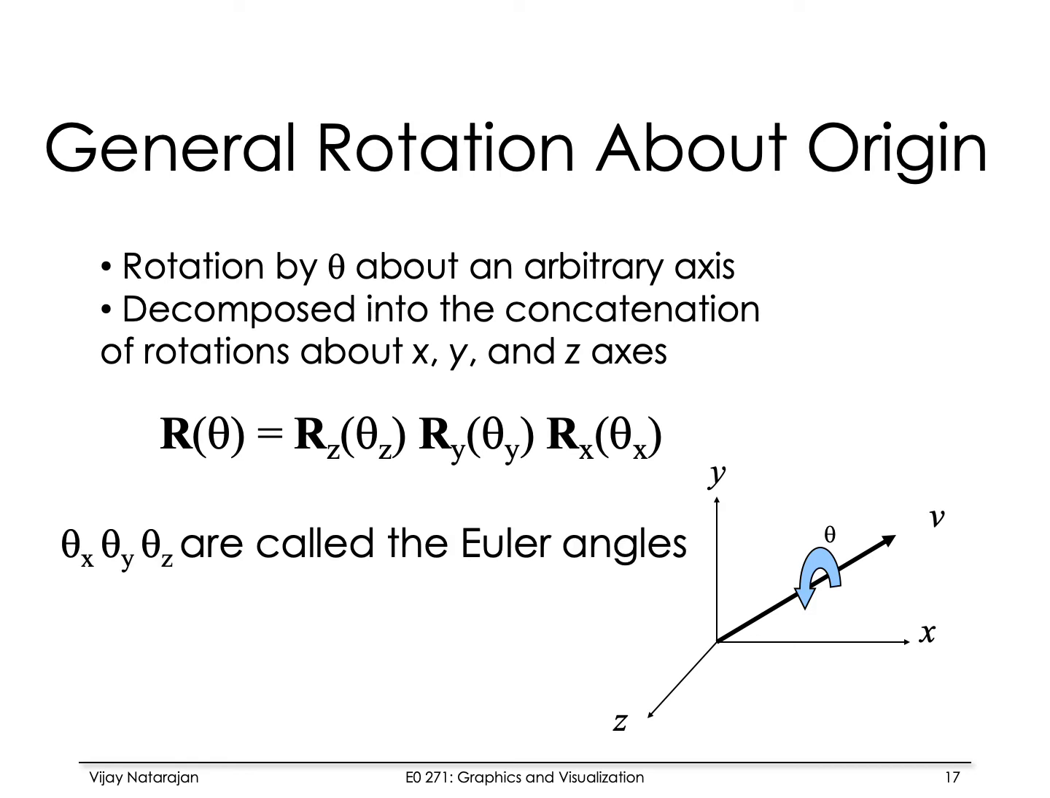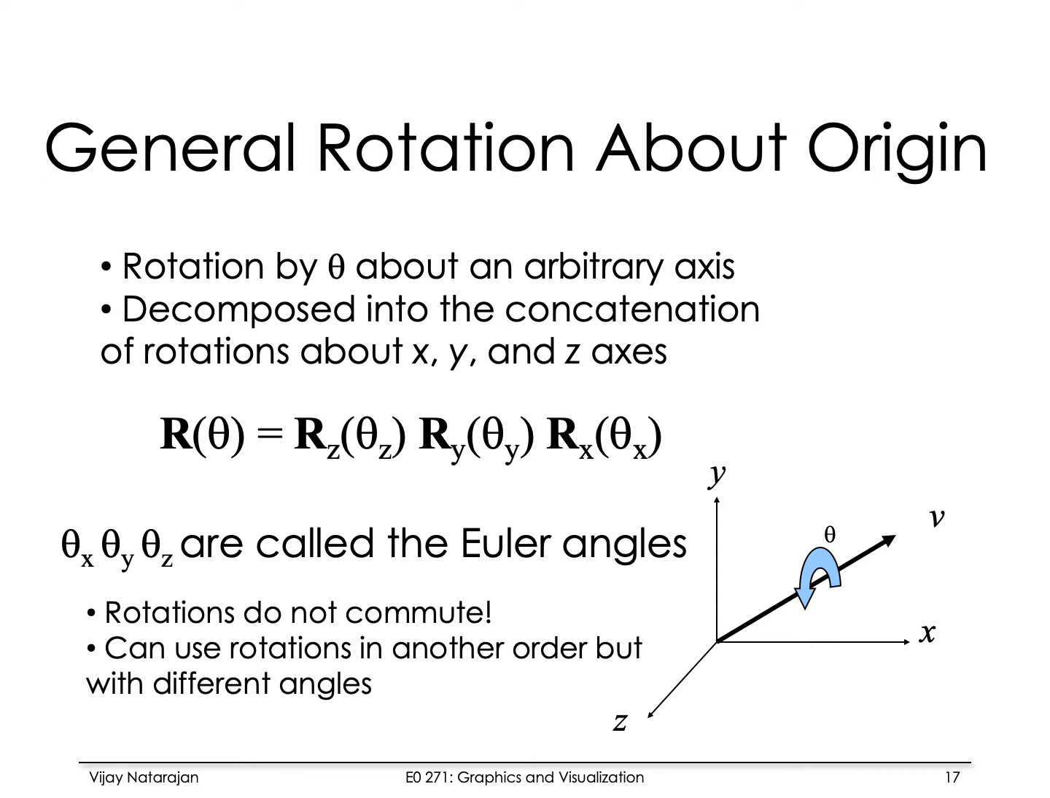This continues to be used in some disciplines, but there are many disadvantages of this way of modeling complex rotation. For one, the rotations do not commute, so you have to be very careful about what order you apply the rotations. You can apply the rotations in a different order, but the angles will be different. So one has to be very careful about this.